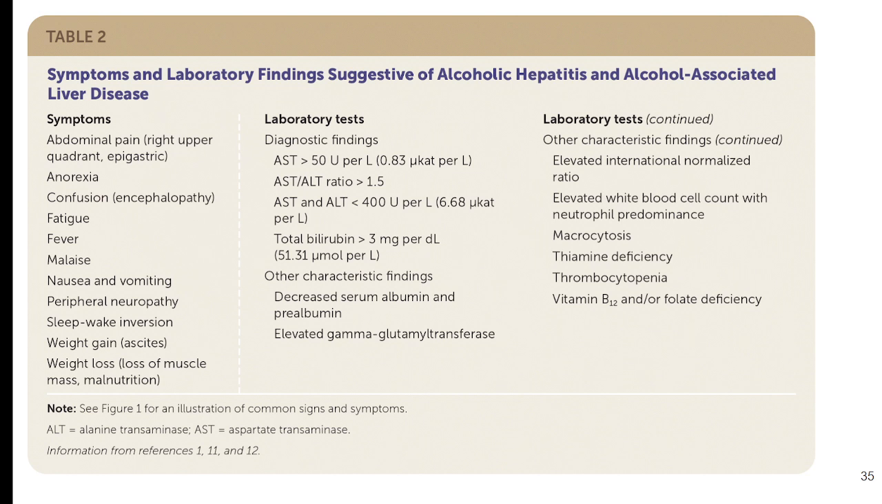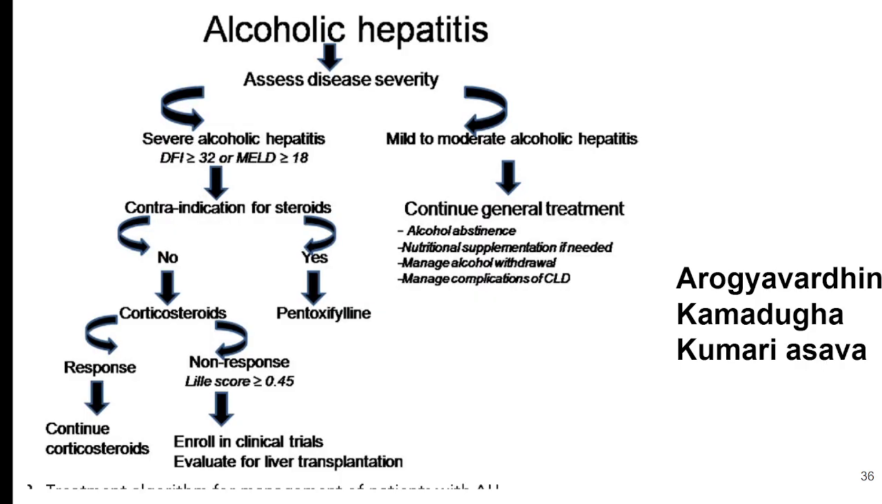Then the other findings, which are other tests often seen in case of alcoholic hepatitis, are elevated INR, that is, the bleeding time, the tendency to have bleeding would be there in alcoholic hepatitis. Of course, in viral hepatitis also it may be, but in alcoholic hepatitis the incidence is more. The blood cell count also may be raised with neutrophilic prominence, and thiamine deficiency, thrombocytopenia, and vitamin B12 deficiencies also may coexist in case of alcoholic hepatitis. Of course, these deficiencies may be present even in viral hepatitis. So that's not the diagnostic criteria, but these are the other tests which are required in a case of alcoholic hepatitis.